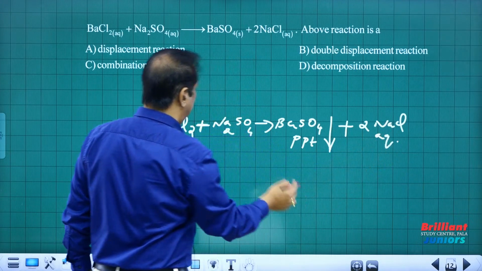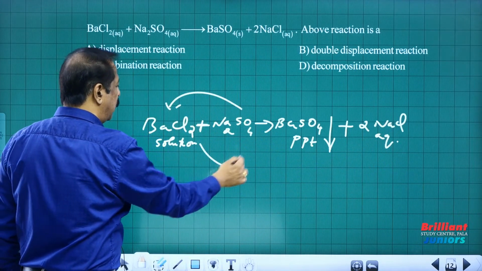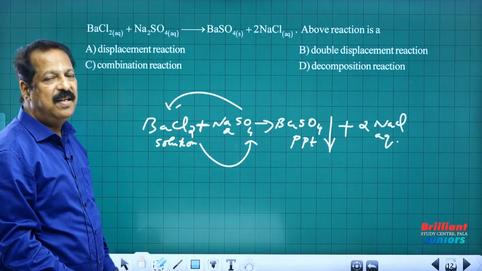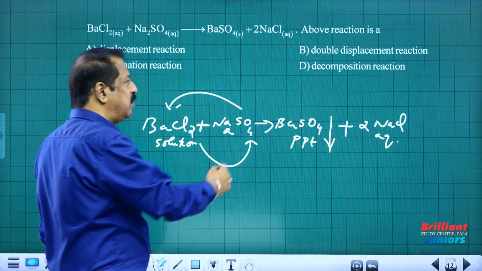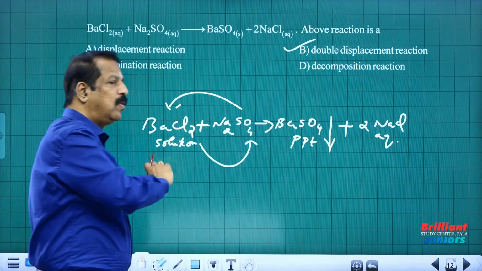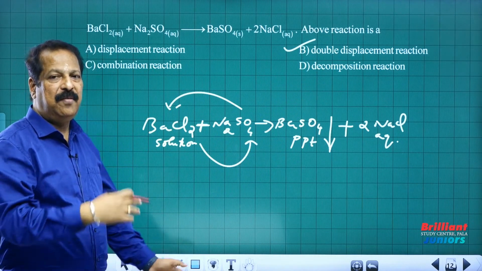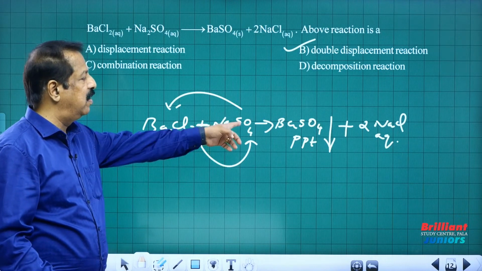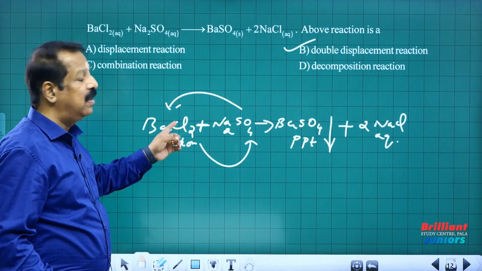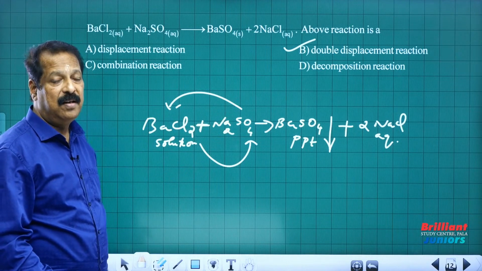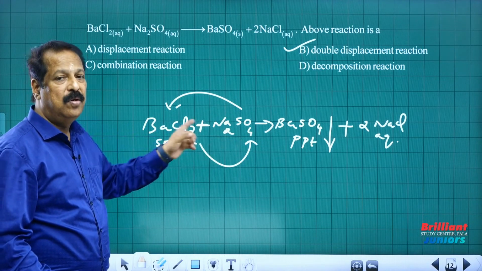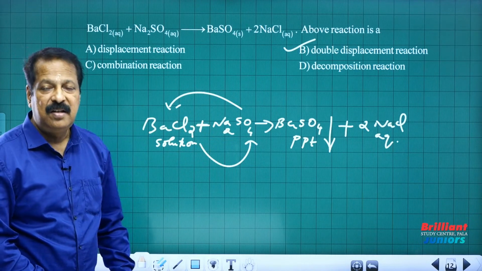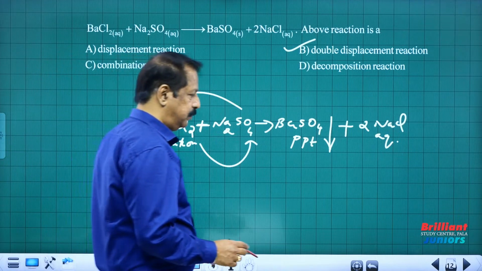So here what is happening? SO4 comes here and chlorine goes to the other side. And that is an example of a double displacement or double decomposition reaction, because the two reactants are decomposed to give two new products. The anion is exchanged between the reactants: SO4 2 minus comes to this side and chloride ion goes to the other side, meaning the other reactant. So the anions are exchanged between the reactants and it is called a double displacement reaction.